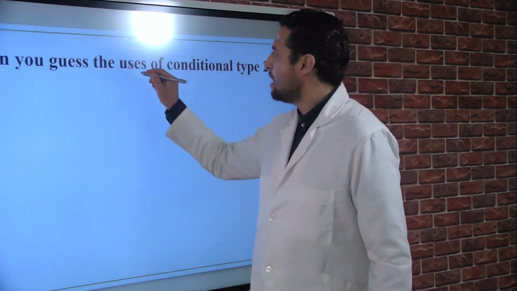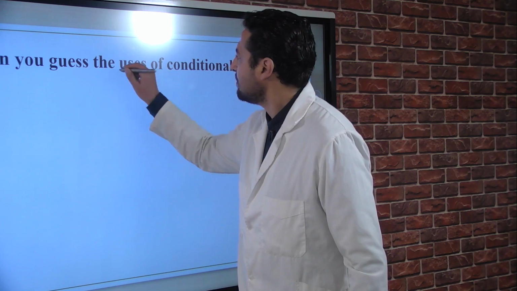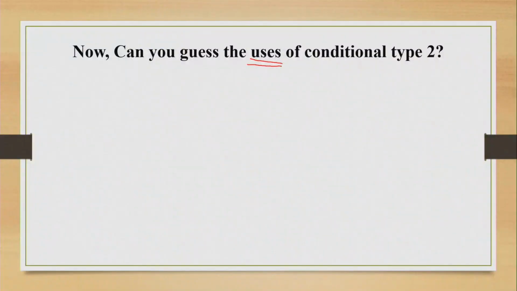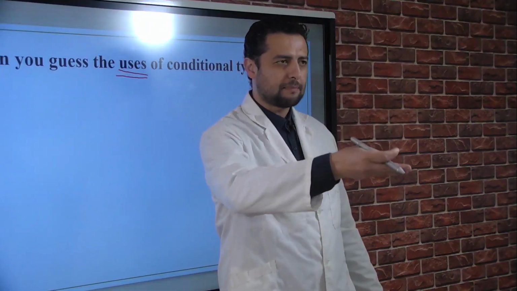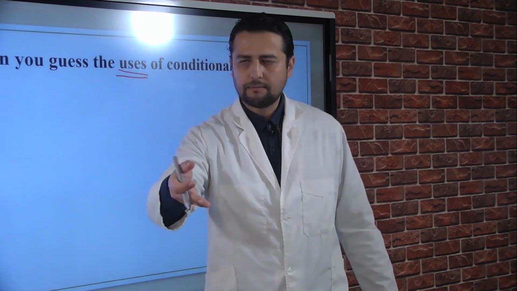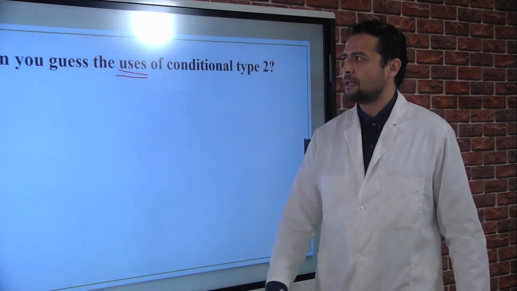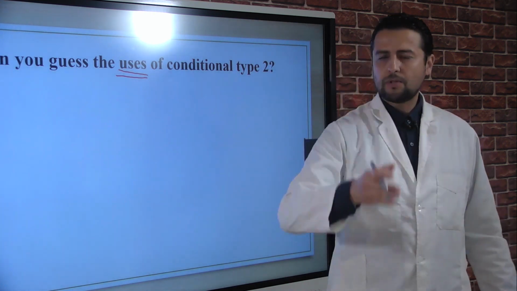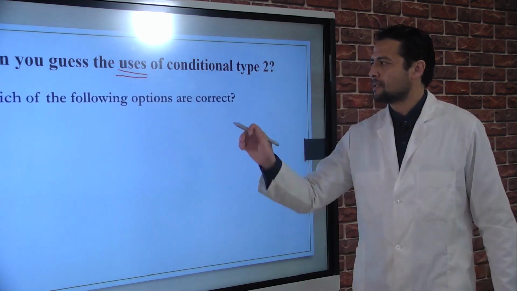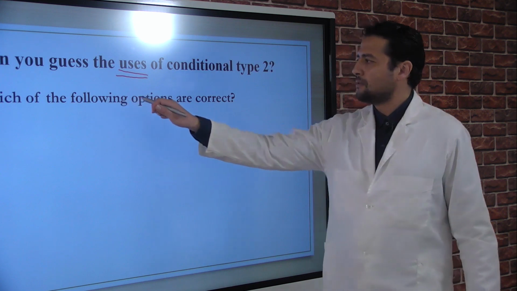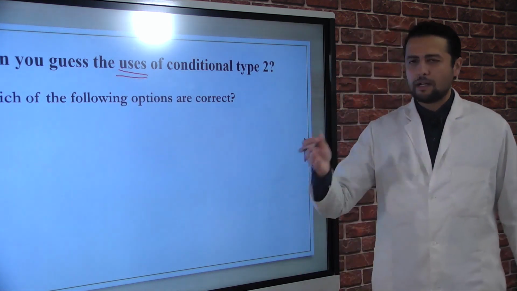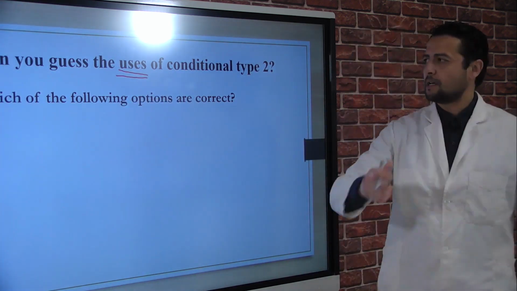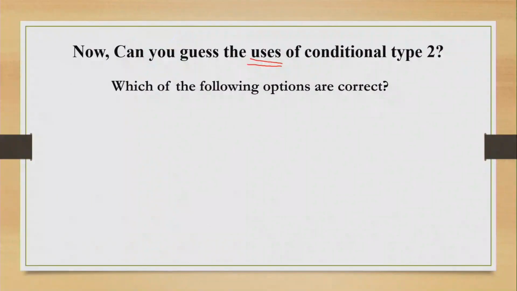Now what is important is the uses of conditional type 2. When do we use conditional type 2? Because you studied conditional type 0, conditional type 1, and now it's conditional type 2. I'll give you some time to guess because I'm going to give you some options and you're going to decide which ones are correct. We have the first one.